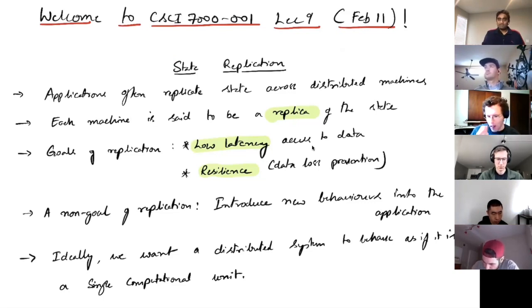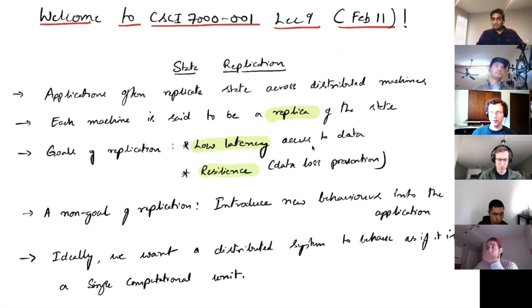So if you take that into account, ideally we want a distributed system to behave as if it's a single computational unit. We talked about it. If you have a small service, a small application, you can fire up a Linux machine with a SQL database and serve your users. Life is all good. But now your application has blown up. You've got thousands or millions of users. Now a single machine is no longer sufficient.